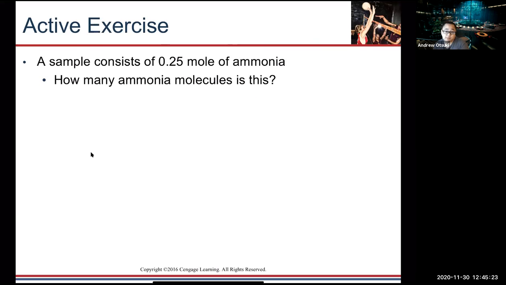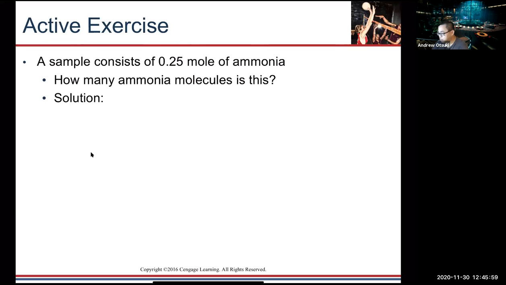So let's do an example. I know that might be kind of confusing, but think about it. 1 mole equals Avogadro's number. So a sample of 0.25 mole ammonia, how many ammonia molecules is this? Remember, when we think about ammonia units, in this case it would be molecules. So you link that back to Avogadro's number and say, I must multiply the number of moles by Avogadro's number, because that's how many units I will get of ammonia molecules.